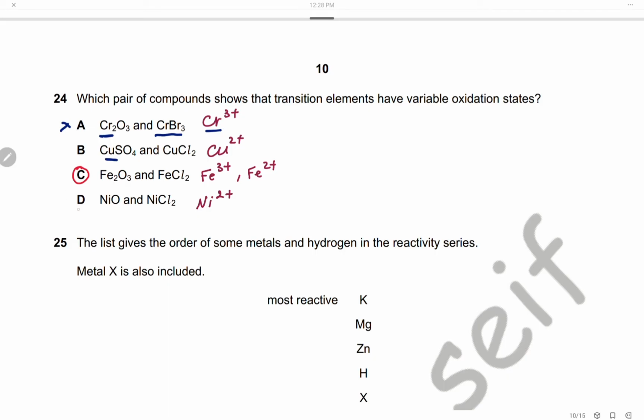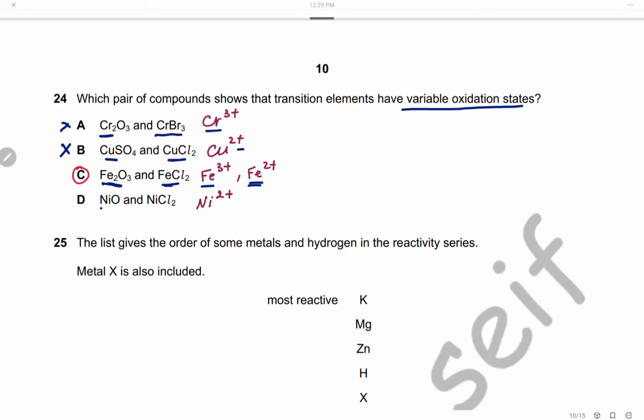Copper sulfate, here copper has a +2 charge, and also in copper 2 chloride the charge is +2, so here also there is no change in the oxidation state. Iron 3 oxide, the oxidation state here is +3, and in iron 2 chloride the oxidation state is +2. So here we have two oxidation states for iron that can show that transition elements have a variable oxidation state, so the answer is C.